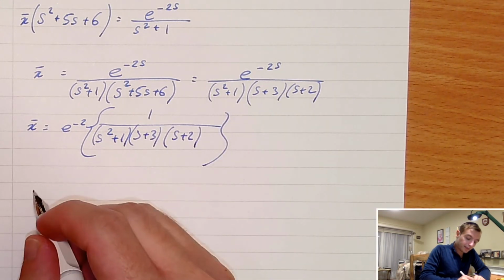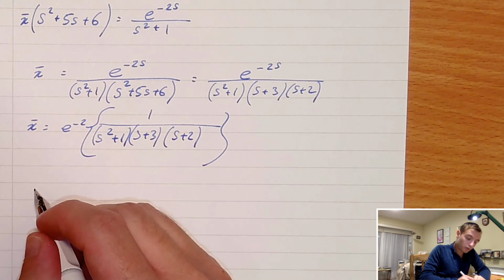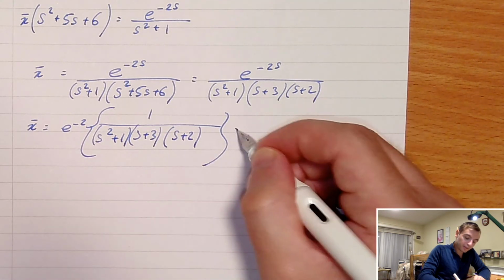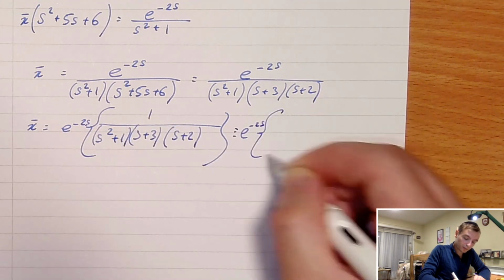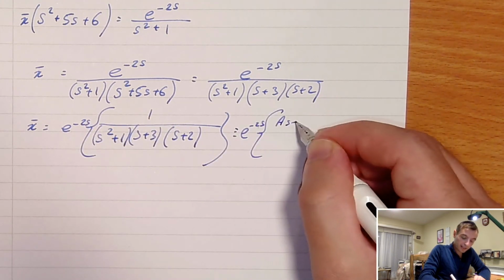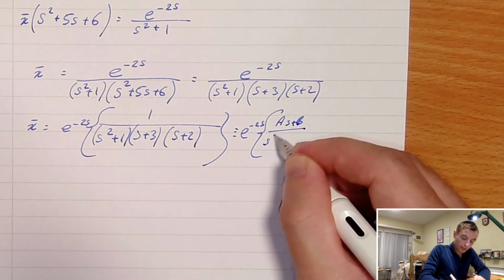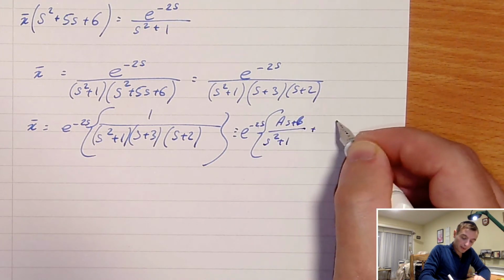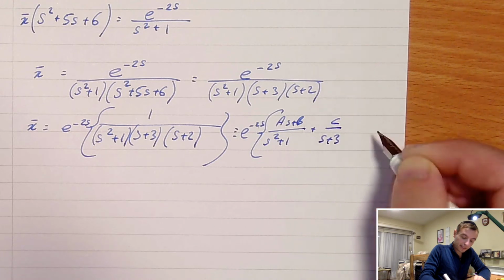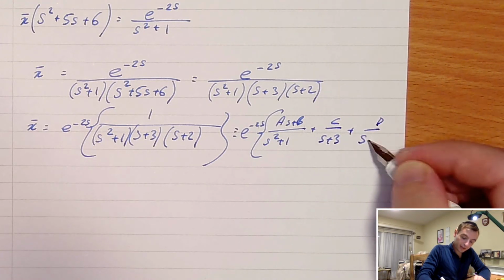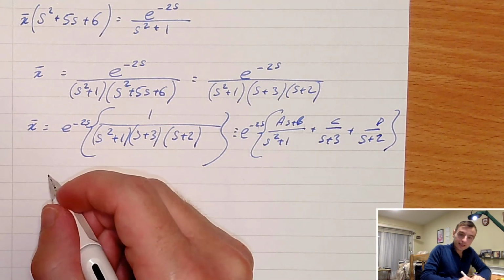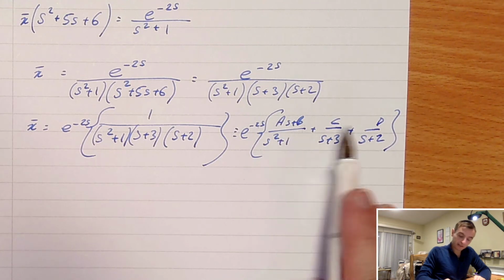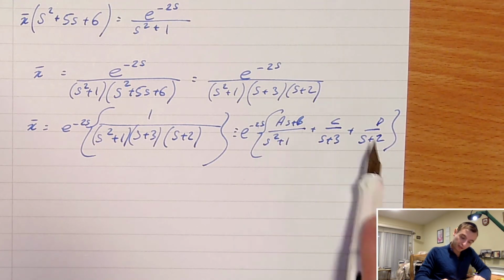So we can say that this is equivalent to e to the minus 2s times (as plus b on s squared plus 1, plus c on s plus 3, plus d on s plus 2). So let's go ahead and find the coefficients for the partial fractions over here.